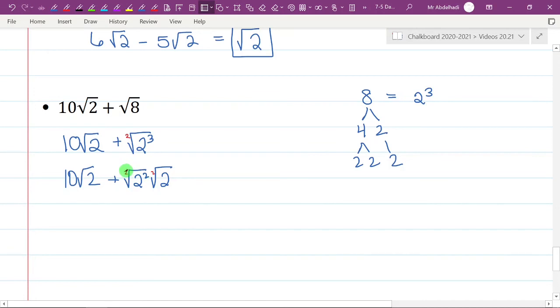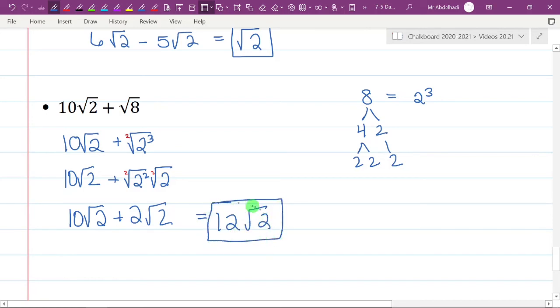So this 2 divides by 2, and you just get this becomes a 2 right here. So we have 10 radical 2 here, plus that whole thing's a 2 radical 2. And it turns out they are the same radical. So what's 10 radical 2's plus 2 more radical 2's? It's 12 radical 2's, and there you go. It's like saying 10x plus 2x is 12x. Okay, 10 apples plus 2 apples is 12 apples, that sort of thing.